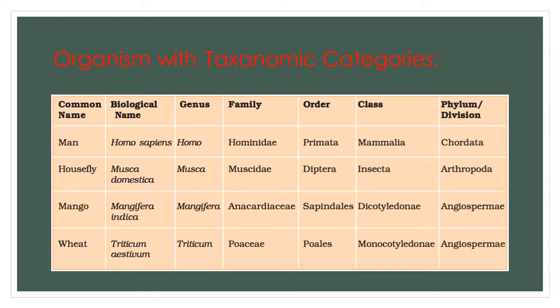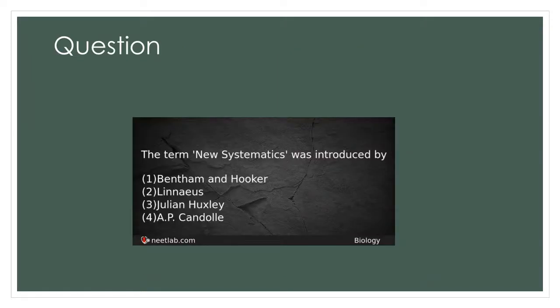Organisms with taxonomic categories. This is the same table given in NCERT class 11 biology chapter 1. You should know at least two examples of animals and two examples of plants. You must have no problem with the biological name, genus, class and phylum. Some issues will be there with family and order in learning, but do practice it as it is important. Go through it carefully and keep on revising.